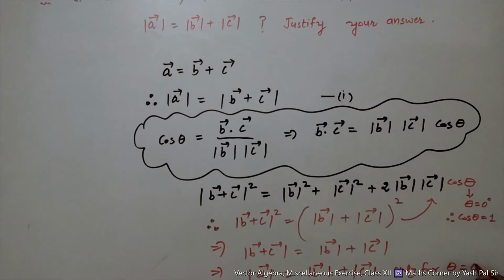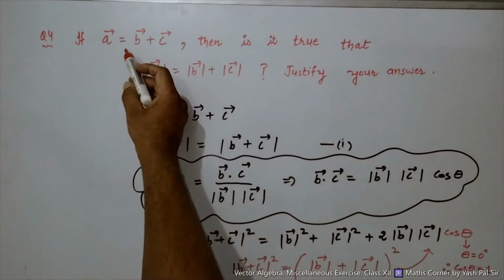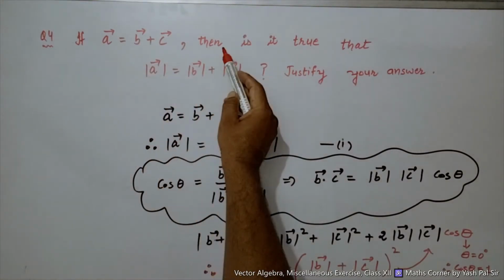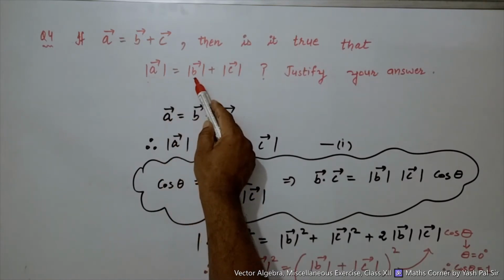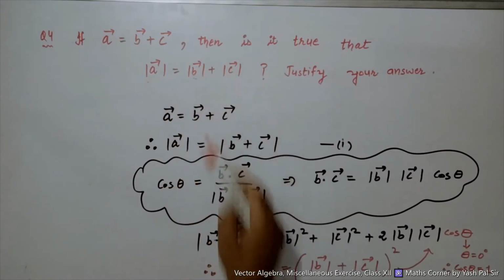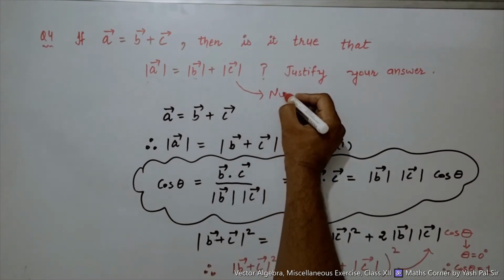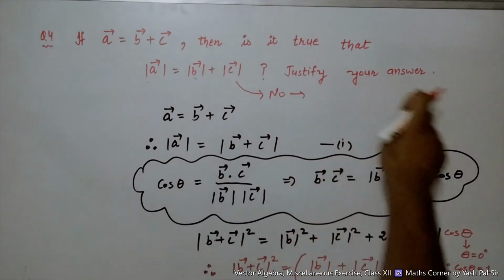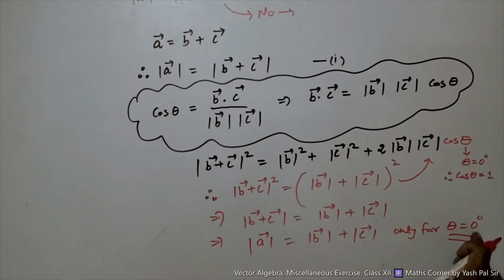Okay, so according to the question, if vector A is equal to vector B plus C, then is it true that magnitude of A is equal to magnitude of B plus magnitude of C? So the answer is no, because, justify your answer, this is true only for theta equal to 0 degrees.